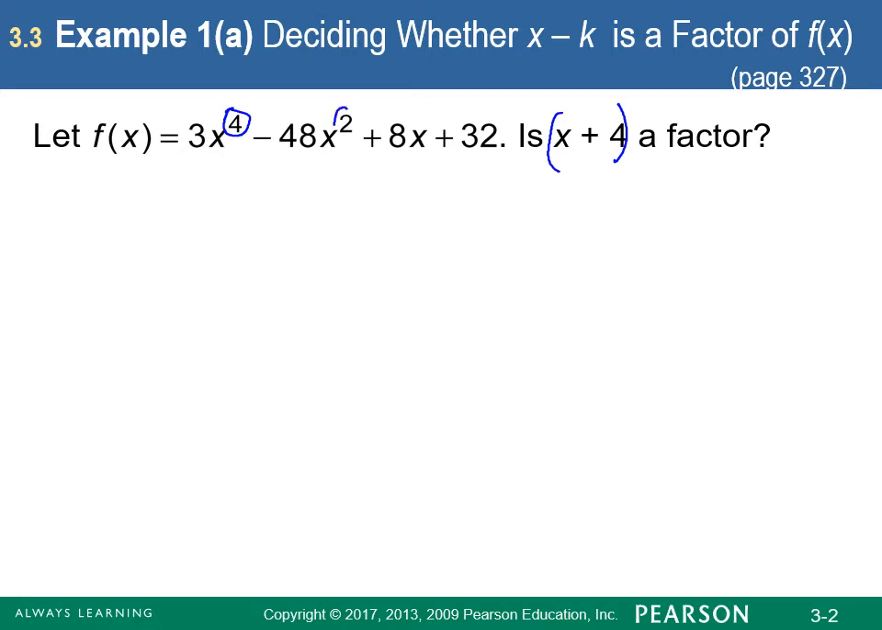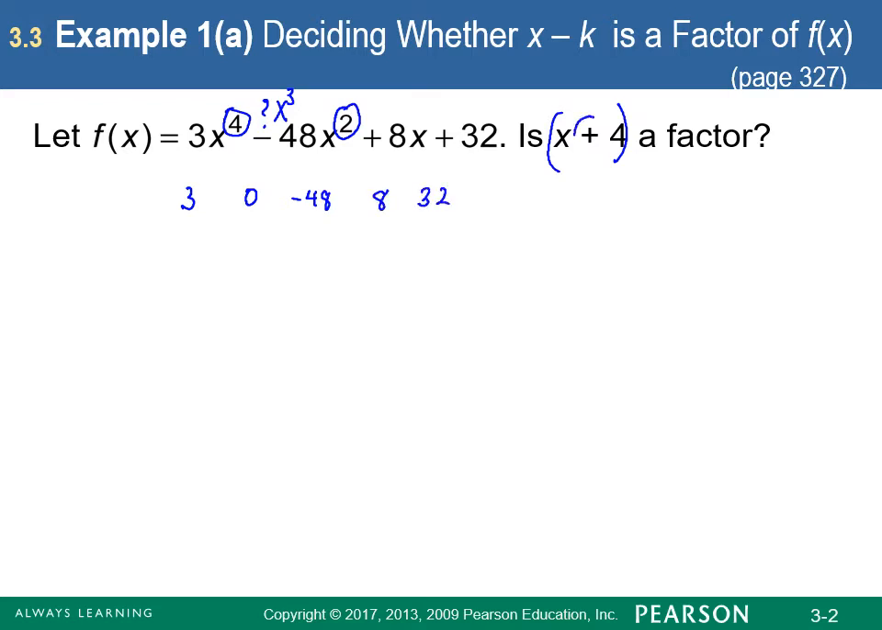Notice in the beginning, however, we start with x to the 4 and then we jump to x squared, and there's no x to the 3. So we need to compensate for that whenever we write out our coefficients. Here's the 3 from the x to the 4. Here's the 0 for the x to the 3. Then negative 48, and then 8, and then 32.